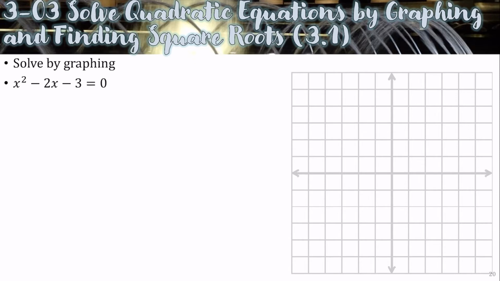Solve by graphing. Oh, it's quadratic, so you have to remember back from last chapter, how do we graph this? We're in general form, so the axis of symmetry is x equals negative b over 2a. Well, our a is 1, b is negative 2, and c is negative 3. So that would be negative negative 2 over 2 times a, which is 1. So it appears to be 1.